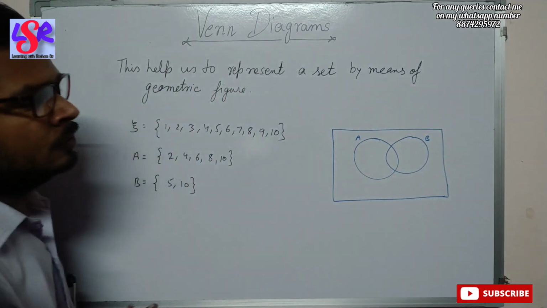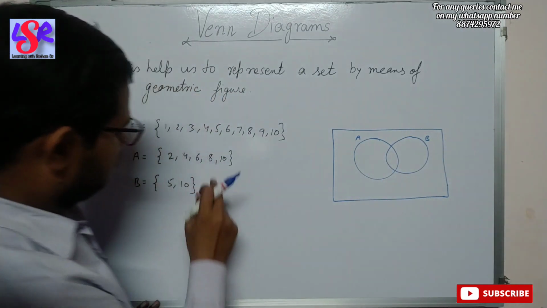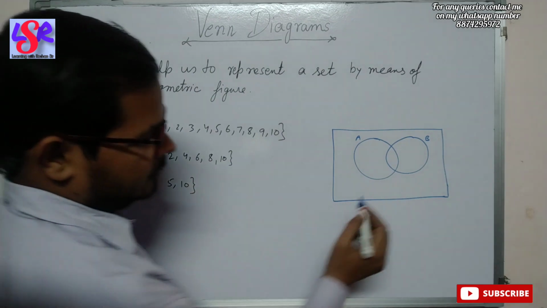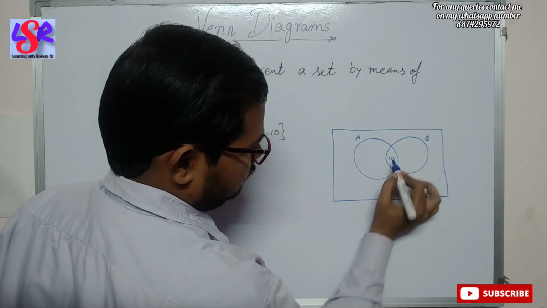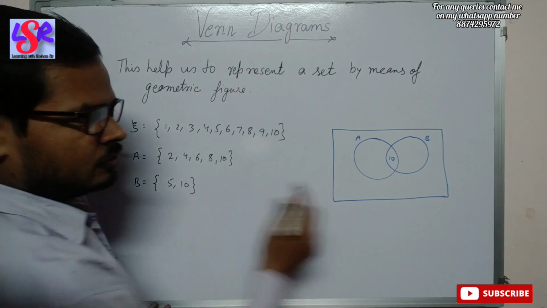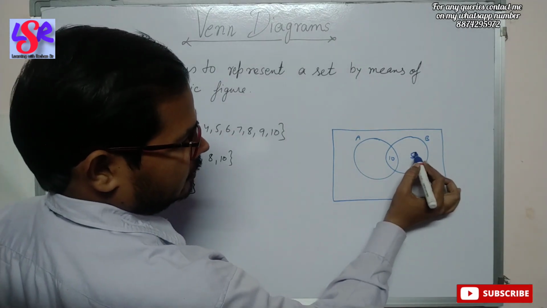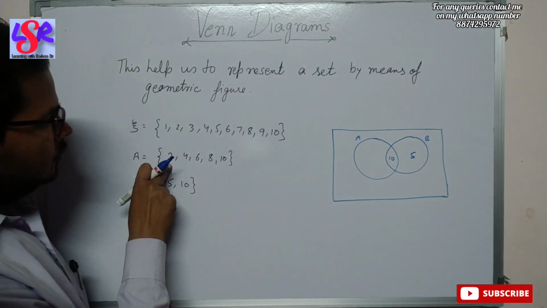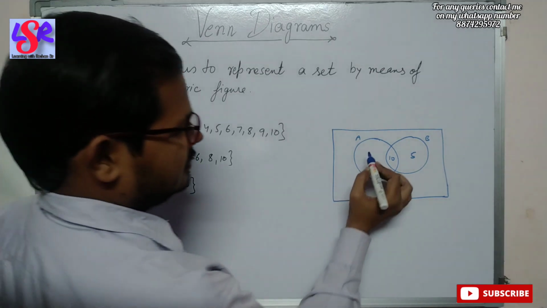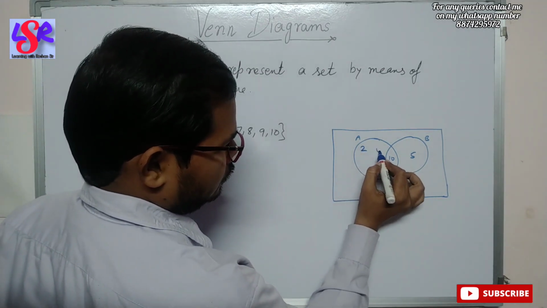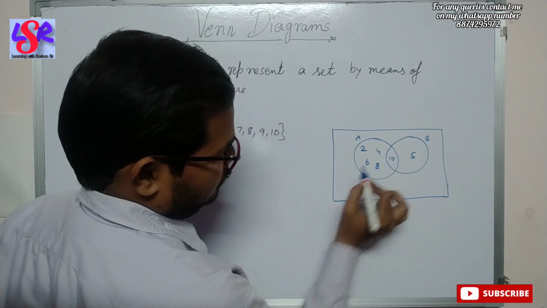Now very first of all we are going to fill in the common portion. The common element in sets A and B is 10, so we are going to write 10 over here. Then in set B we are left with 5, so we write 5 over here. Then we are left with 2, 4, 6 and 8 in set A, so we'll be writing 2, 4, 6 and 8 over here.